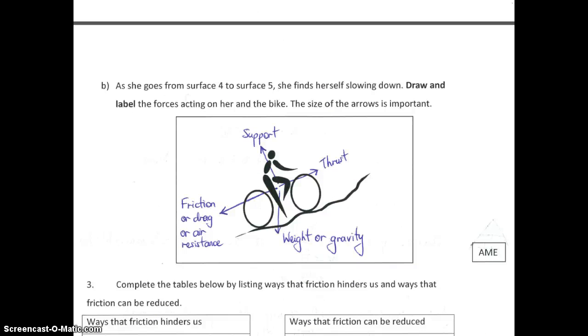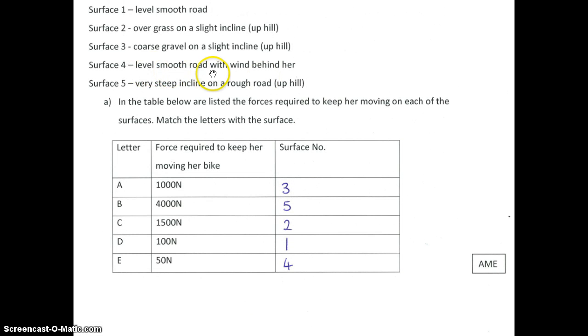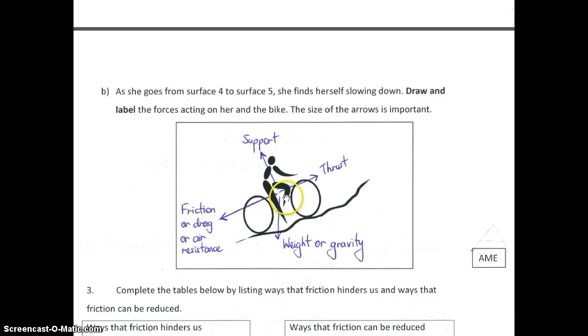Question 2b asks you to draw a diagram showing the forces acting on the woman and her bike as she rides. So we're told that she's going from surface 4 to surface 5, and if we look back here, we see that she's going from a level smooth road with the wind behind her onto a very steep incline on a rough road. So she's just come off the road and onto the incline on a rough road going uphill. So that's where she is now. And these are the forces acting on her. We have thrust, because she's pedaling her bike, so she's providing a thrust force forwards. We have friction, so that's just due to the surface she's riding over.